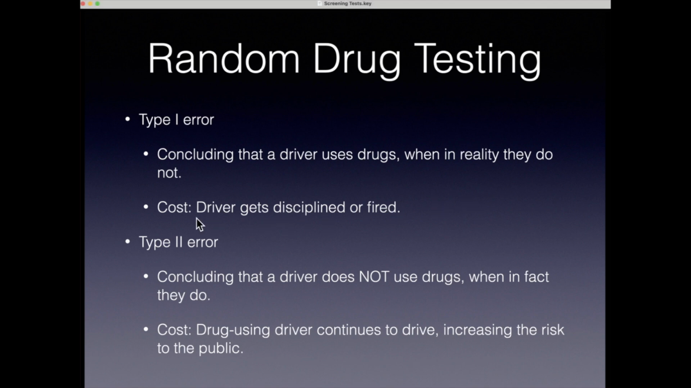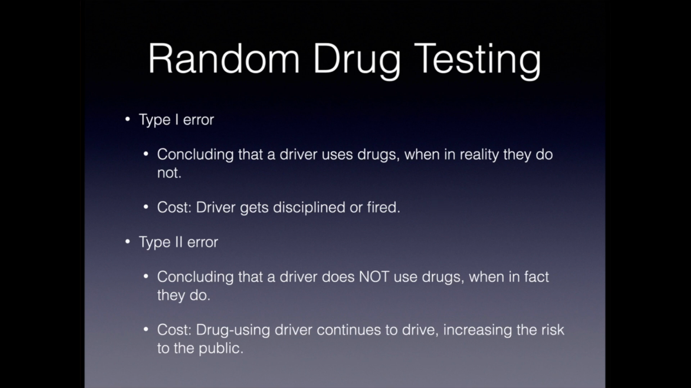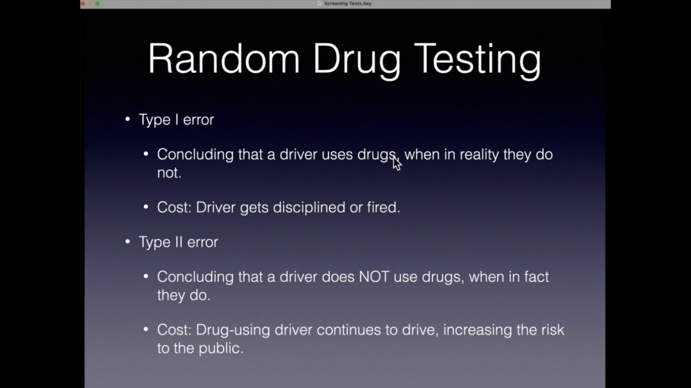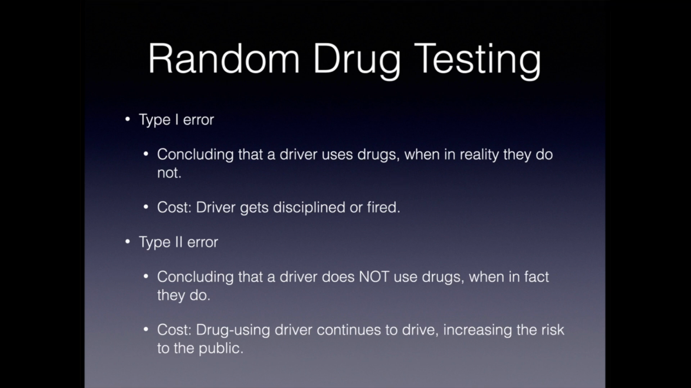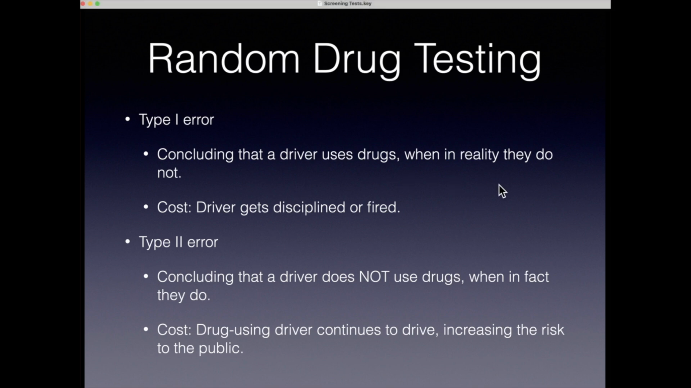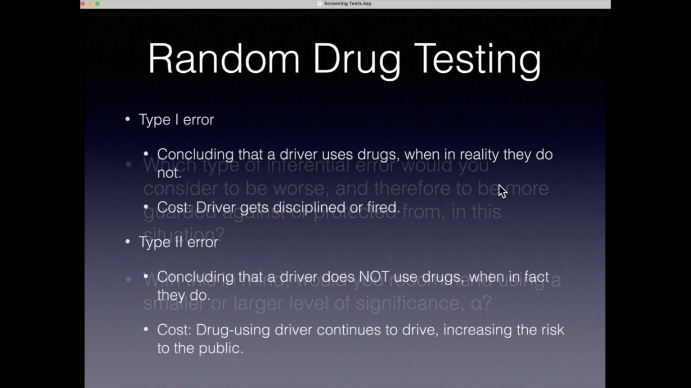The cost associated with that is that the driver gets disciplined or perhaps even fired. With this particular screening test that has a sensitivity of 0.95 and a specificity of 0.95, we see that the probability of concluding that a person uses the drugs when in fact they do not is only 5%. You can make an assessment as to whether you think that's too low or too high, but keep in mind that the significance level is a result of the characteristics of the screening test itself.